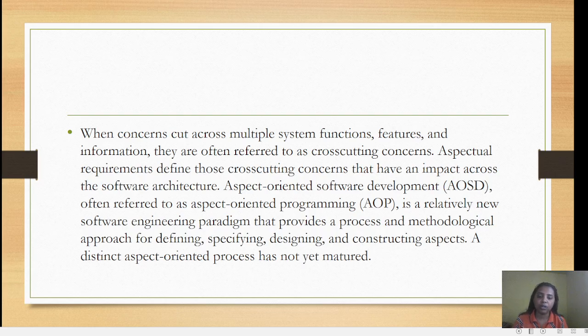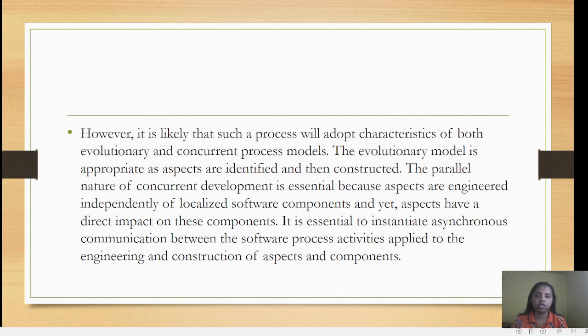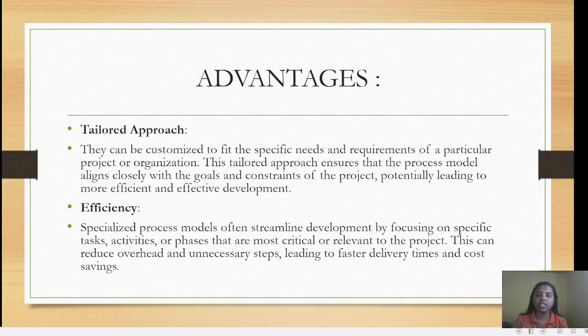A distinct aspect-oriented process has not yet matured. However, it is likely that such a process will adopt characteristics of both evolutionary and concurrent process models. The evolutionary model is appropriate as aspects are identified and then constructed. The parallel nature of concurrent development is essential because aspects are engineered independently of localized software components, and yet aspects have a direct impact on these components. It is essential to institute asynchronous communication between the software process activities applied to the engineering and construction of aspects and components.